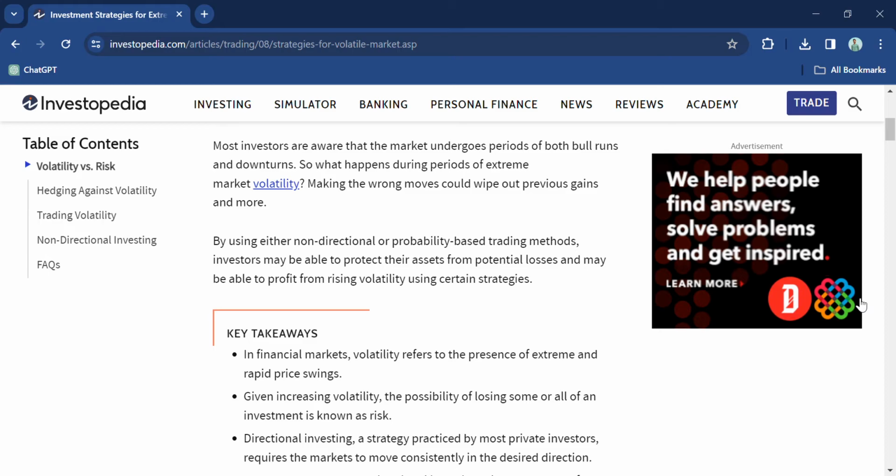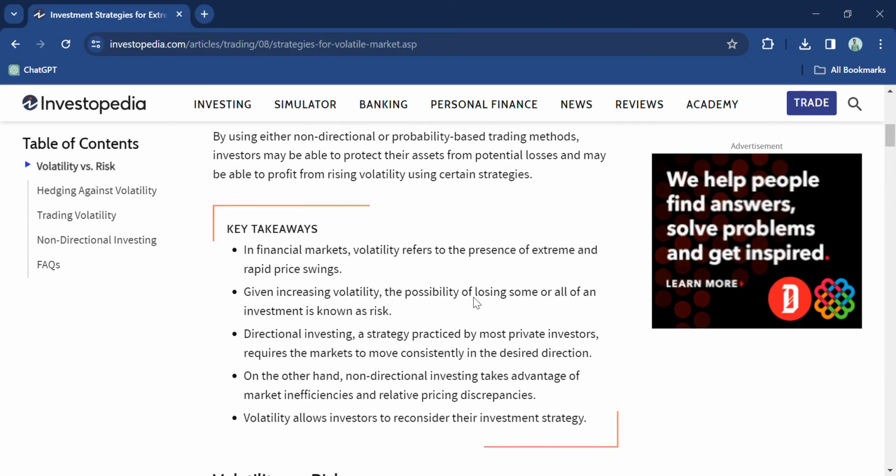Most investors are aware that the market undergoes periods of both bull runs and downturns. So what happens during periods of extreme market volatility? Making the wrong moves could wipe out previous gains and more. By using either non-directional or probability-based trading methods, investors may be able to protect their assets from potential losses and may be able to profit from rising volatility using certain strategies.